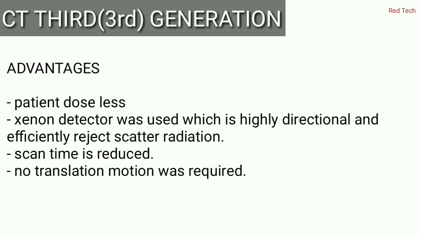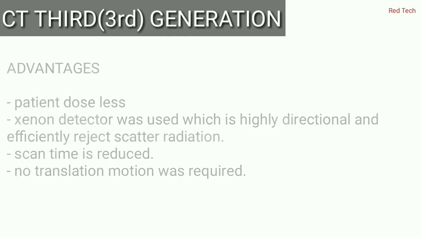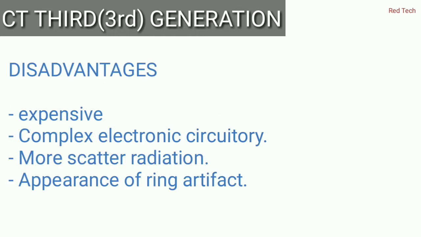So the point to remember here is that xenon detectors were used, which are highly directional and reduce scatter radiation. Now look at the disadvantages. As the number of detectors increases, the CT machine becomes expensive and has complex electronic circuitry, because the number of detectors was high and setting up all the circuits is very difficult work. It also creates more scatter radiation and the appearance of ring artifact.